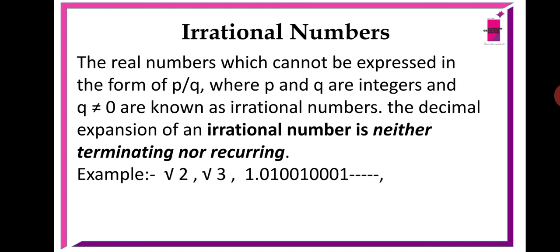So now we will discuss irrational numbers, a part of real numbers, opposite to rational. The real numbers which cannot be expressed in the form of p by q, where p and q are integers and q is not equal to 0, are known as irrational numbers. The decimal expansion of an irrational number is neither terminating nor recurring. You can see the examples of irrational numbers here.